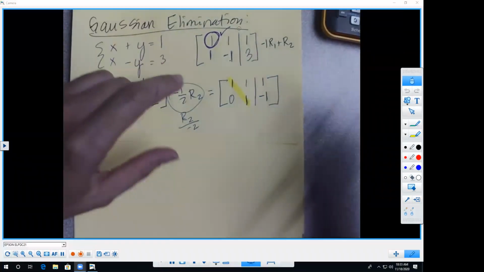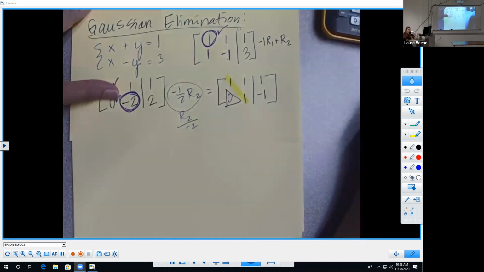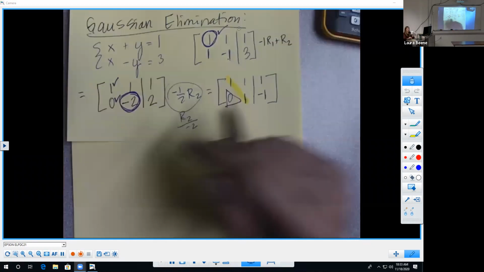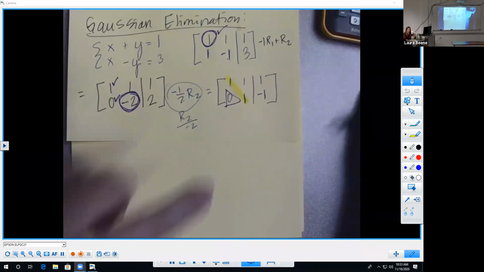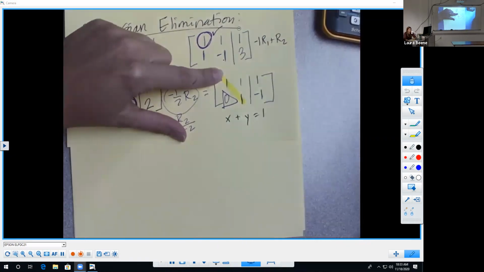I have this in row echelon form. I have 1s down the diagonal. I have a 0 underneath my diagonal. So that means I can solve this easily. The way you solve it is you put it back into letters. The top equation is x plus y equals 1. What does the bottom equation say?